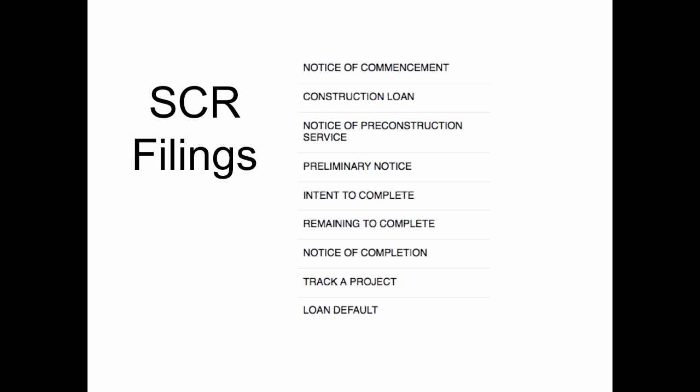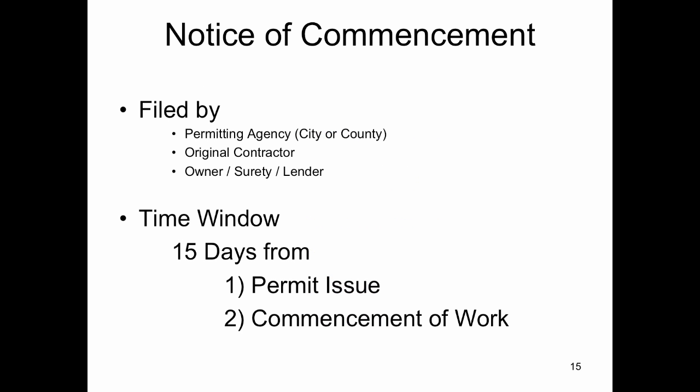A notice of completion is filed by the property owner, general contractor, or a lender. You can also track projects in the State Construction Registry. Banks and title companies also have the option to file a notice of loan default. Let's review the top 3 types of filings once more.